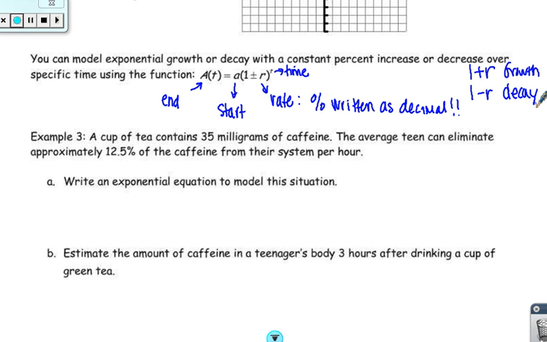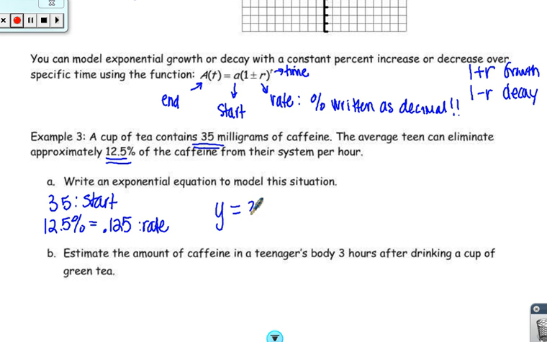Okay, back to our math. Writing an exponential equation. I know a cup of tea originally contained 35 milligrams. That's what I'm starting with. I know that we can eliminate 12.5%. So 12.5% written as a decimal is 0.125, and that would be our rate. Okay, so I don't know how much we're ending with, but I do know we're starting with 35 milligrams.